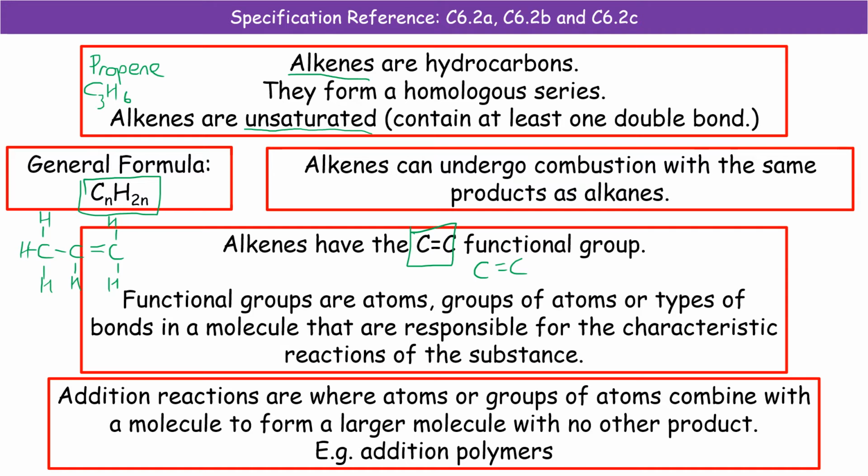With the alkenes, one of the key reactions that they can carry out because of the presence of that double bond is an addition reaction. So this is just where we join several of them together, or we join our alkene with other molecules with no other products. We're literally just joining things together to make a larger molecule. And we're going to look at the example of addition polymers at a later stage.